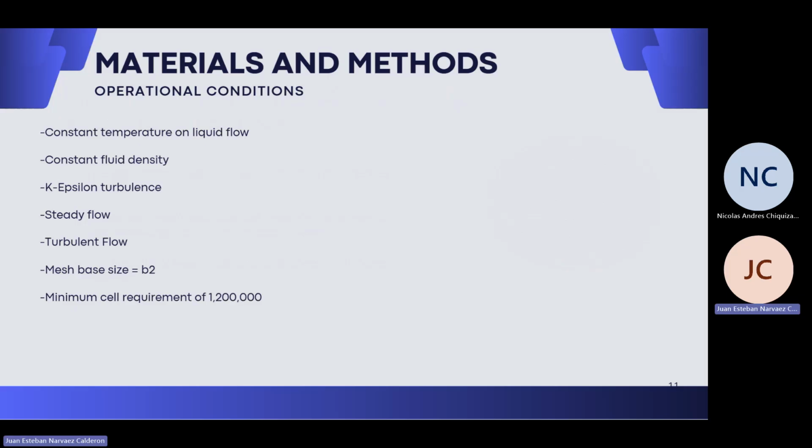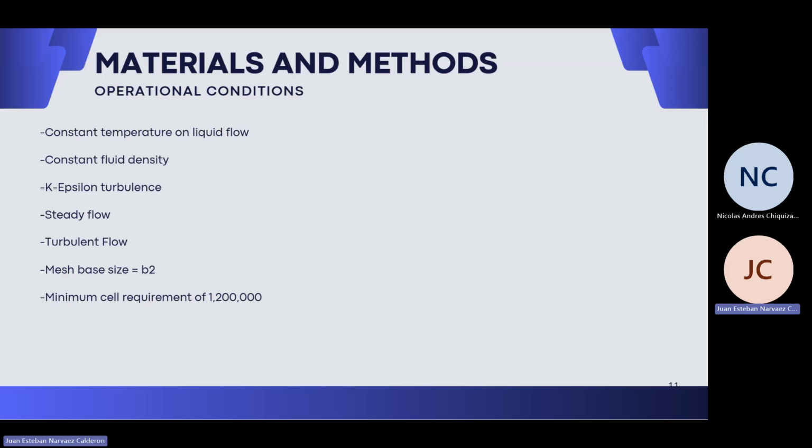The operational conditions that we decided to take were constant temperature as well as density to make the fluid more simple to design. Since we are using both water and oil, we needed to test them in equal properties. The reason we took K epsilon is we wanted to measure the friction or the losses caused by the friction in both the total head, the velocity, and the brake power and the hydraulic power.